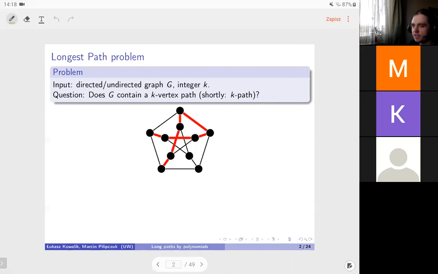And this is a simple path, it doesn't use the same vertex twice. And it's actually a bit non-trivial to find in this graph. Maybe not that non-trivial, because this graph is actually Hamiltonian. I mean, it has a Hamiltonian path, but you have got an 8-path on this picture.